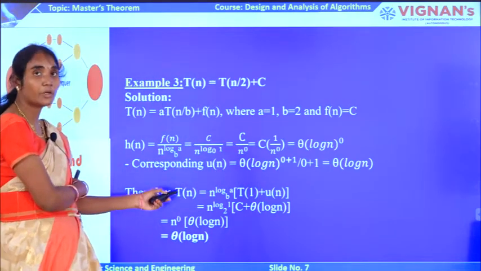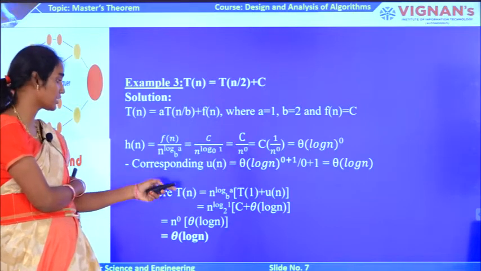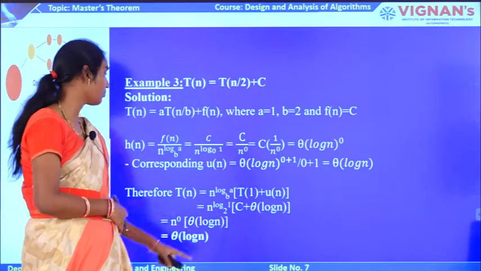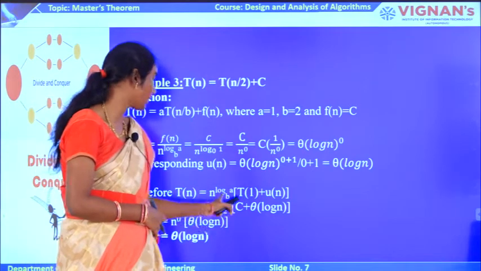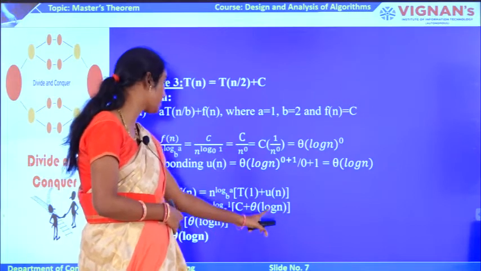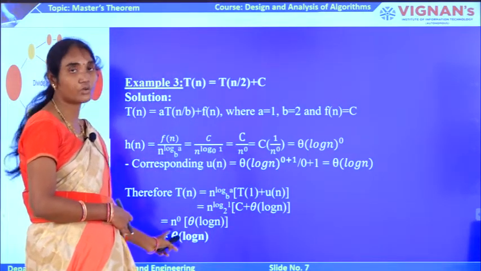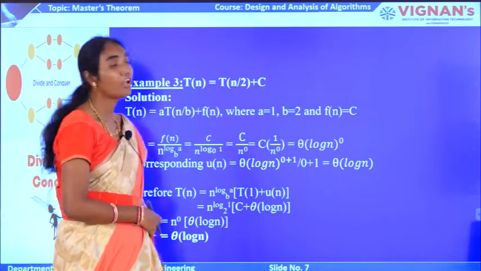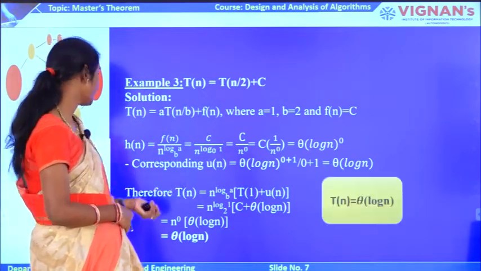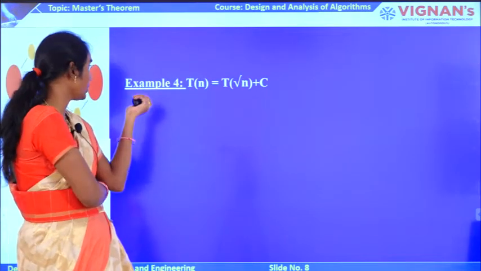Now, t of n is equal to n to the power of log a to the base b into t of 1 plus u of n. Here also I am doing the same thing, n to the power of log 1, whose value is 0. So, n to the power of 0 into theta of log n. Out of these two, the highest term is theta of log n. Anything to the power 0 is 1. So, theta of log n is the final solution. Now, coming to another example, t of n is equal to t of root n plus c.